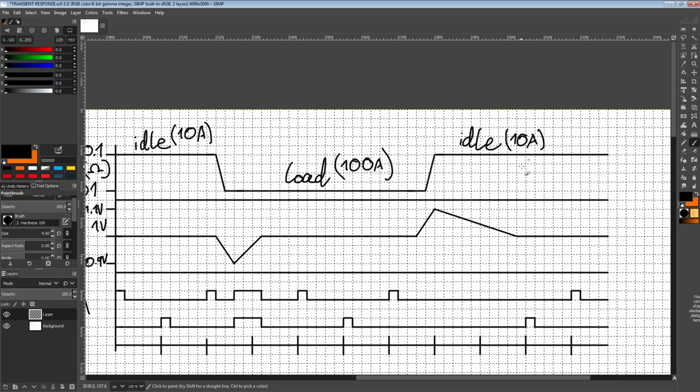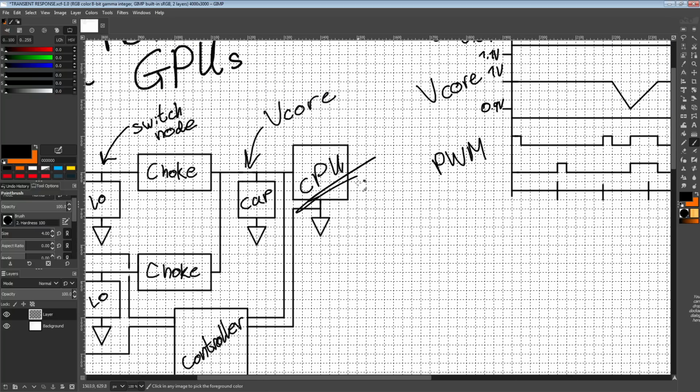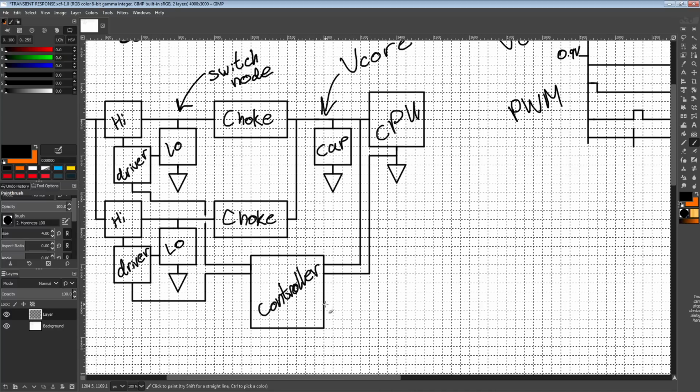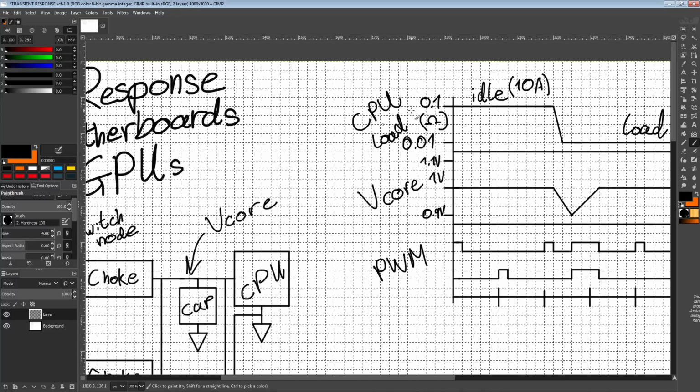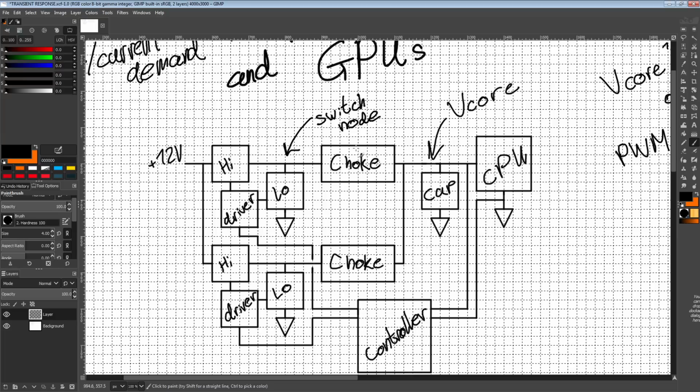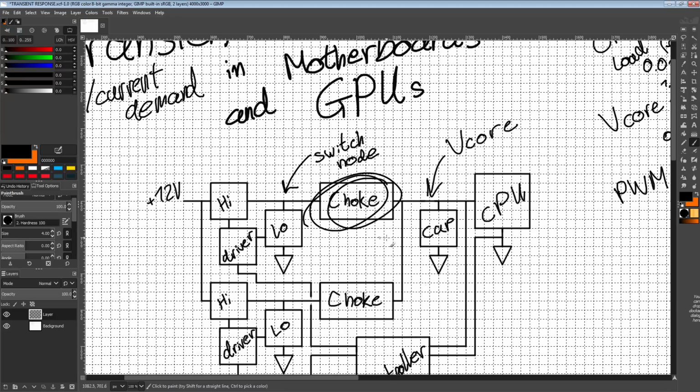And so the obvious issue here is that the CPU never actually goes over to the controller and says, hey, I would like 100 amps. The CPU just kind of goes low resistance, and the controller is left to deal with the consequences of that. Because in our VRM, the way that we do the voltage conversion is we rely on these lovely components called chokes/inductors.